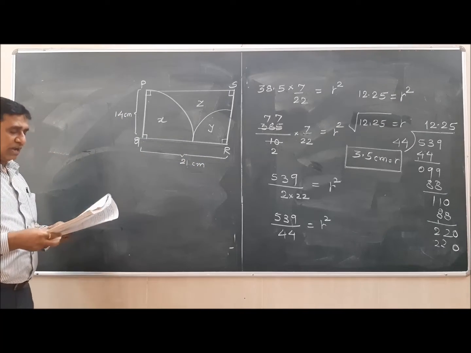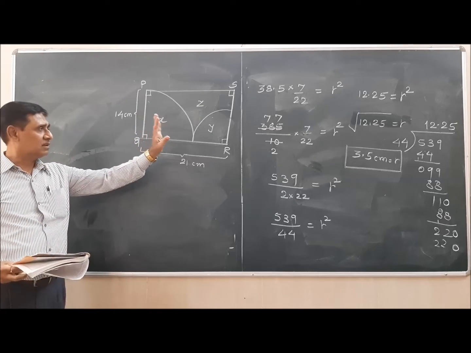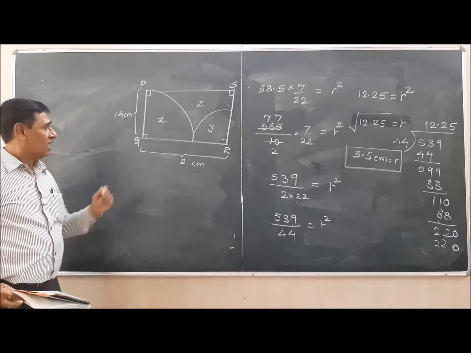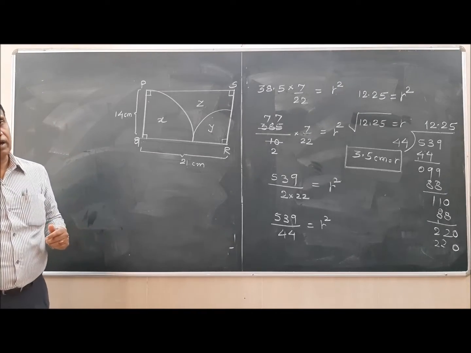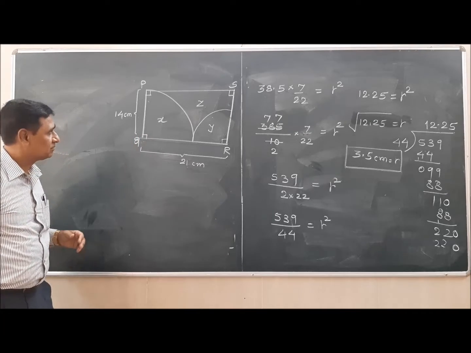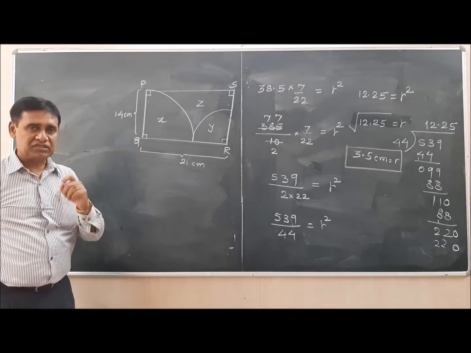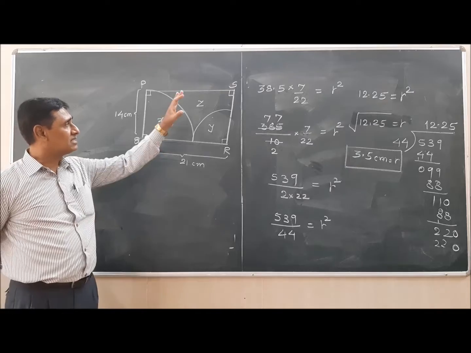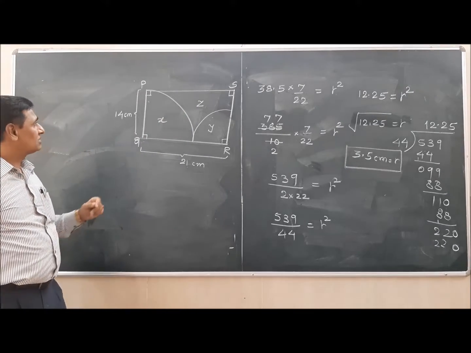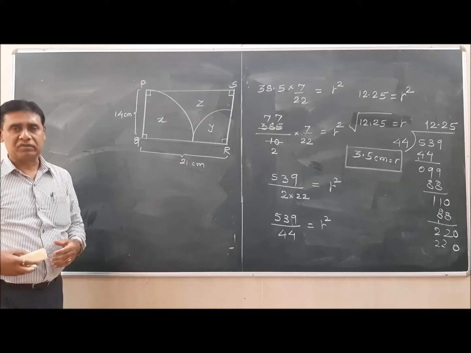They ask us here to calculate the values of region X, region Y, and region Z. I purposely said region X, region Y, and region Z. Reason being that X is a sector, Y is a sector, but Z is not a sector. That is very important to note that Z is not a sector. So first of all, since they have given us a rectangle PQRS, how am I going to do it?